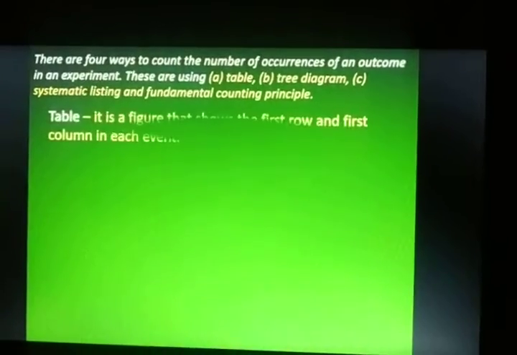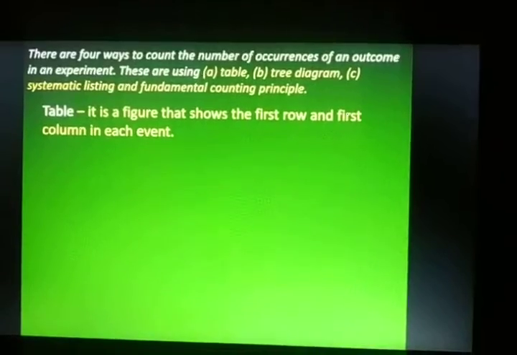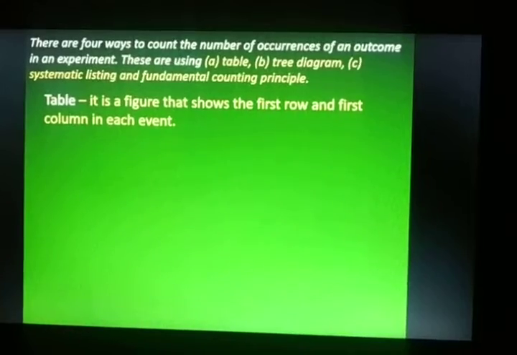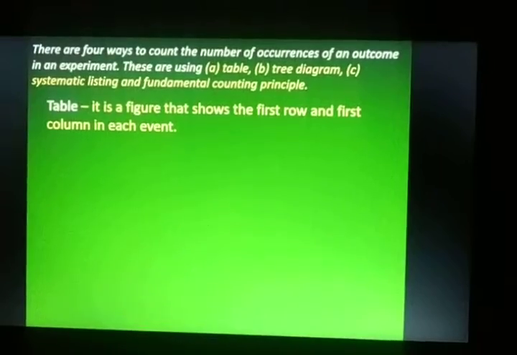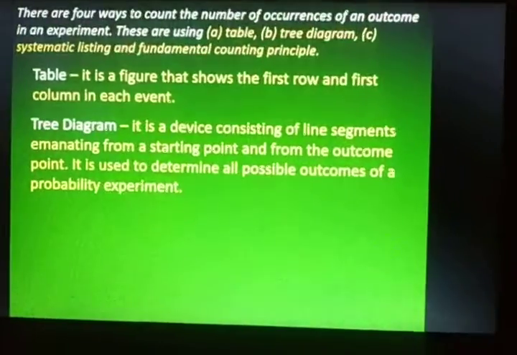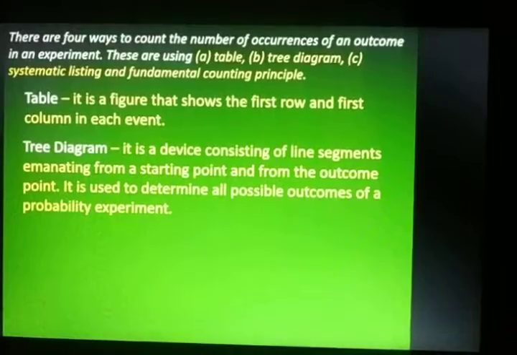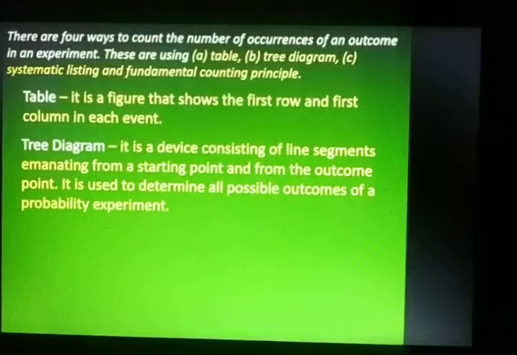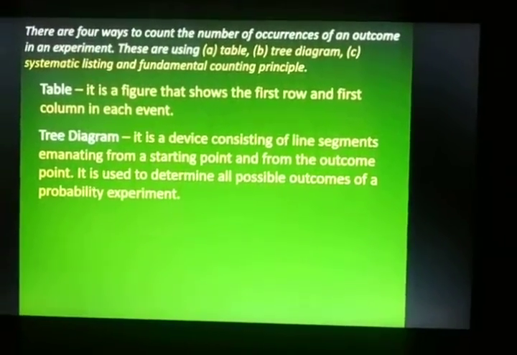Okay, first is using the table or tabular form. It is a figure that shows the first row and first column in each event. When we say table, it is composed of rows and columns to list all of the possible outcomes. When it comes to the tree diagram, parang kahoy ni siya, no? It branches out. This is a device consisting of line segments emanating from a starting point and from the outcome point. It is used to determine all possible outcomes of the probability of an experiment.